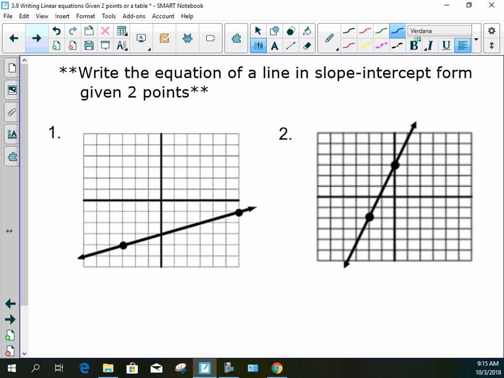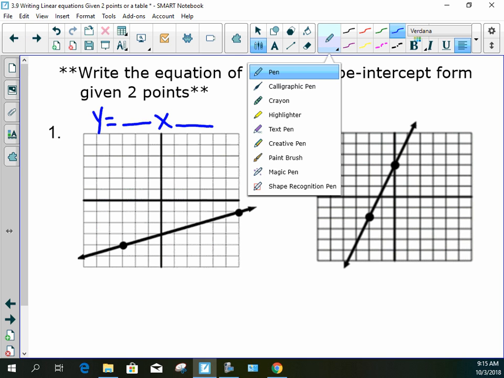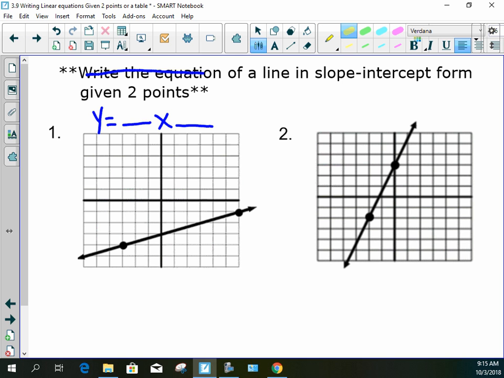Okay, here we go. Write the equation of a line in slope-intercept form given 2 points. If it's graphed like this, you just find the slope. Now yesterday, and again, this is so important for you to do and you don't want to do this: y equals blank x blank. You have to write the equation of a line in slope-intercept form. So the first thing you want to do is y equals blank x blank.